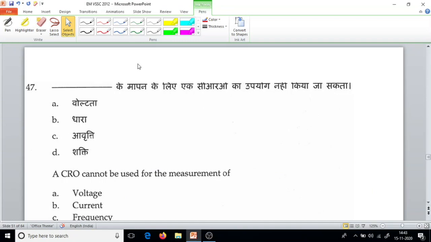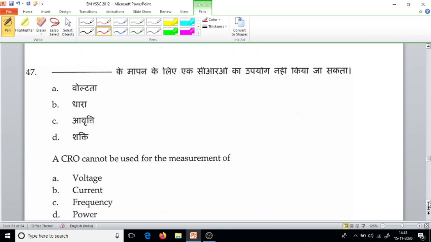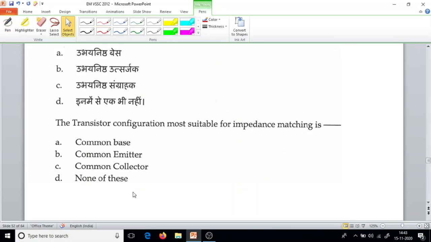Question number 47. A CRO cannot be used for the measurement of power. CRO can measure current, frequency and voltage, but is not used for the measurement of power.